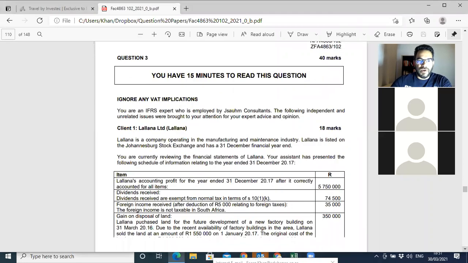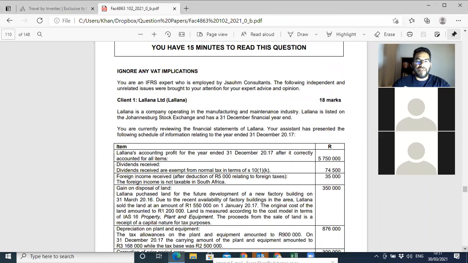Okay, so go read as follows. Ignore any VAT implications. You are an IFRS expert who is employed by this consultants, J Consultants. The following independent and unrelated issues were brought to your attention for your expert advice and opinion. So we're going to do client 1 only, because that's the income tax calculation. Have a look at that.